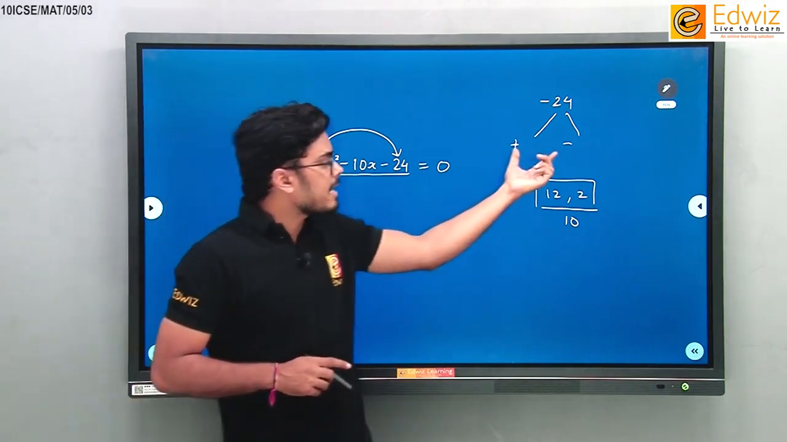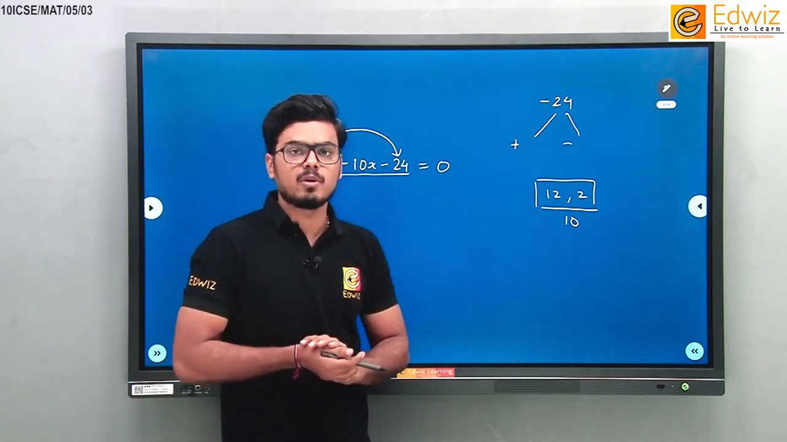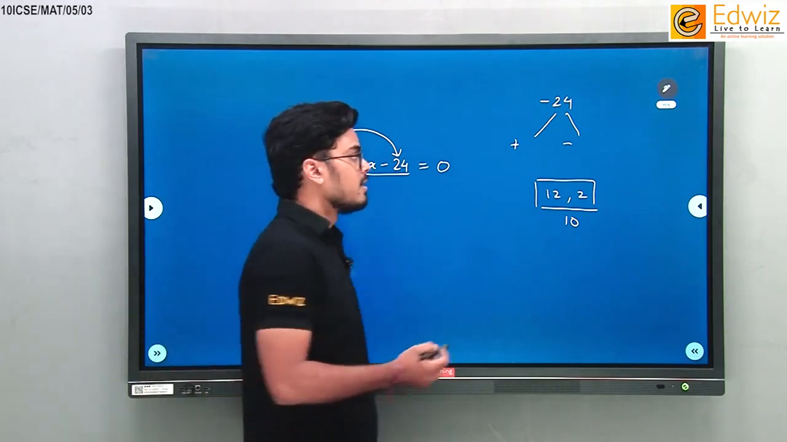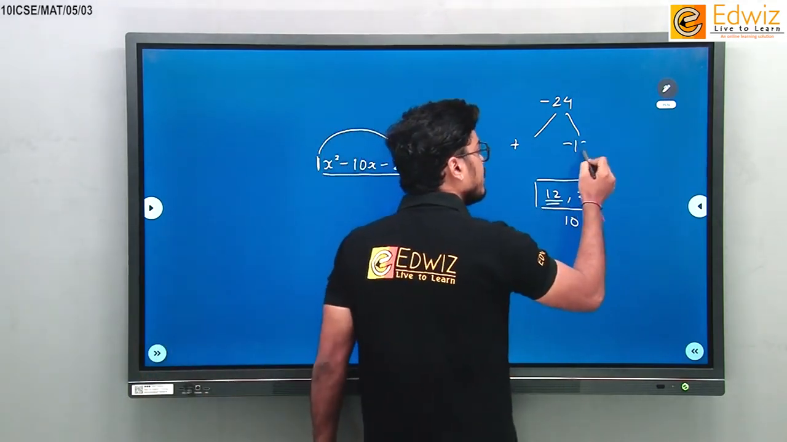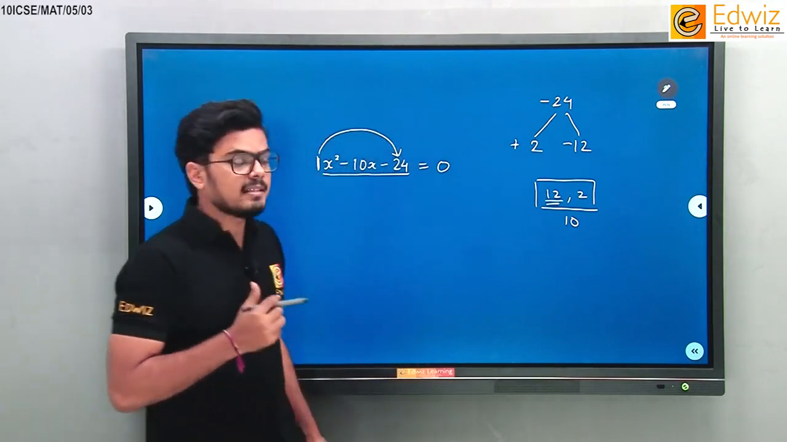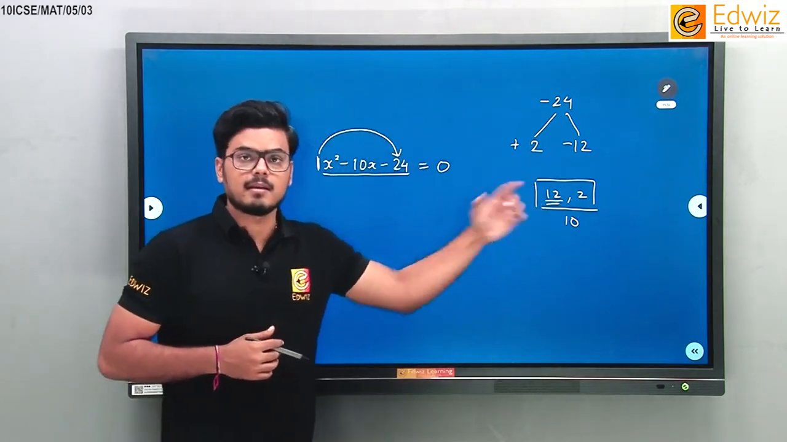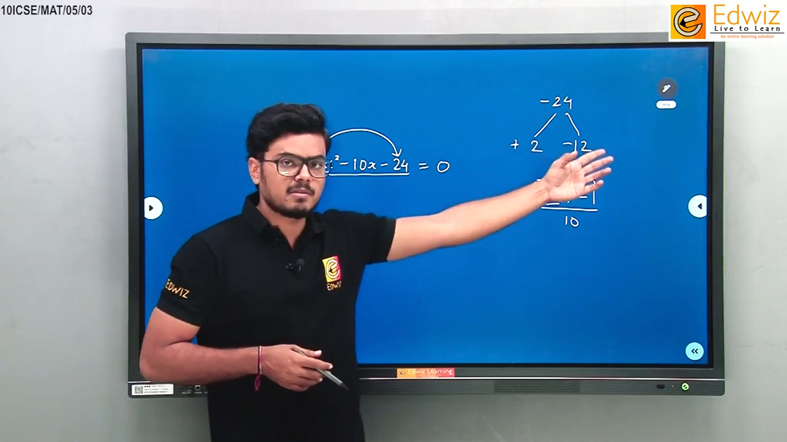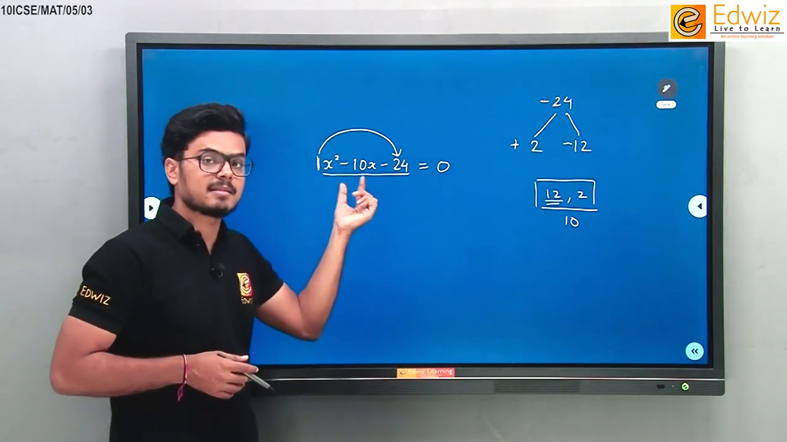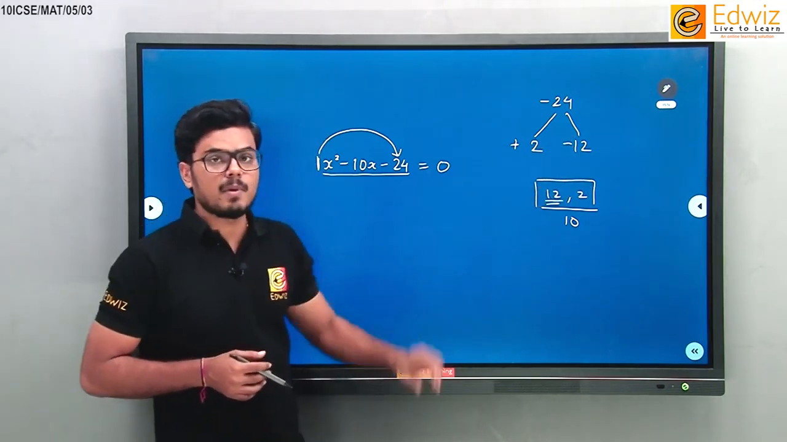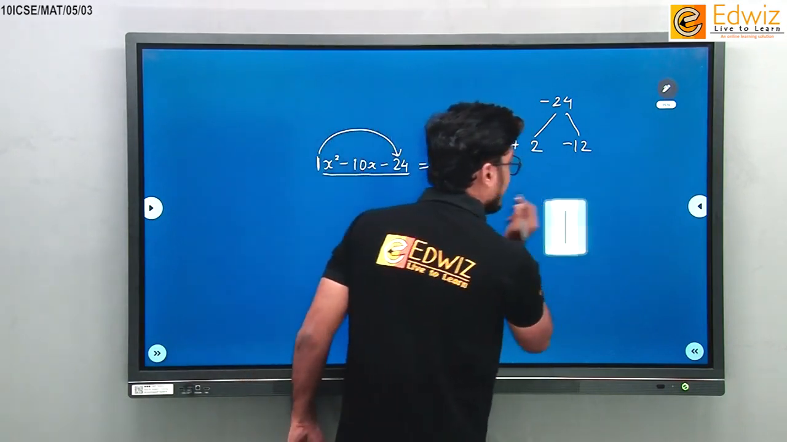Okay, so यहाँ पर एक positive एक negative factor जो हम लोगों को लेना है, इसमें से negative कौन सा होगा? 12 will be negative and 2 will be positive. Only then the difference is minus 10, correct? So if we take minus 2 and plus 12, we will get plus 10, but we need minus 10. That's why minus 12 and plus 2 is the correct pair of factors.